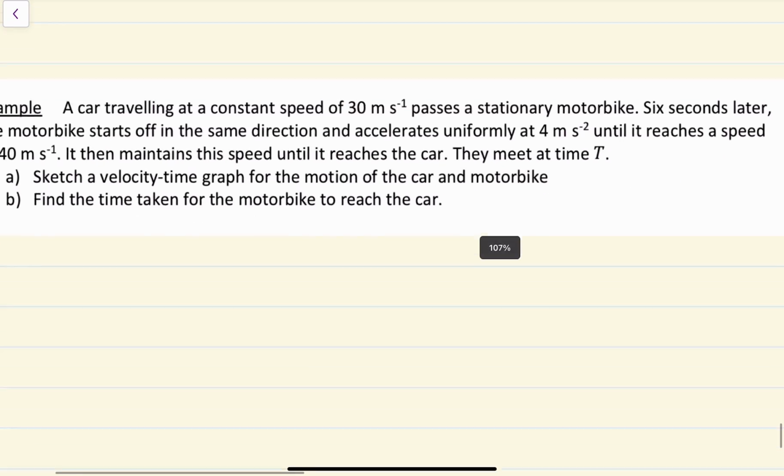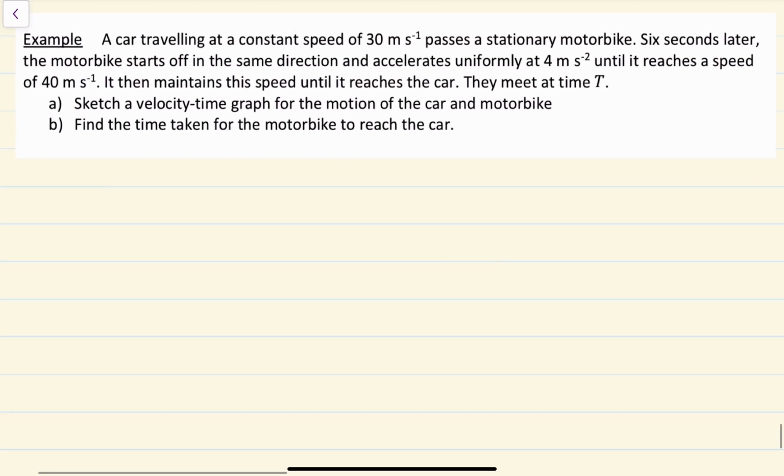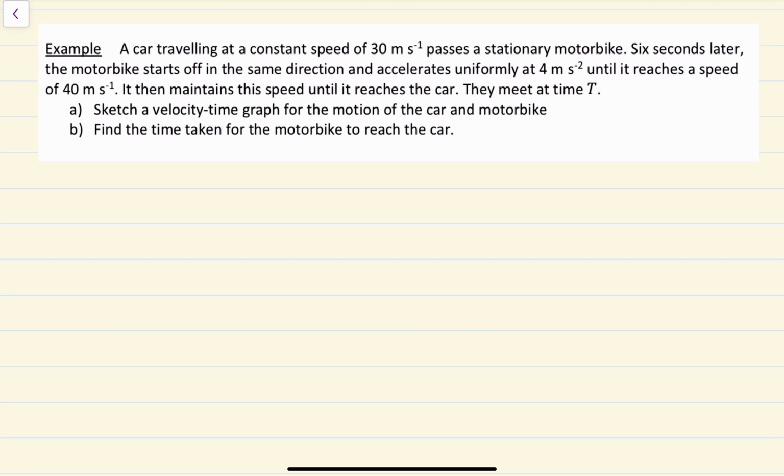Okay, hopefully an easier one, this next one. It's a catching up question using VT graphs. So it says a car traveling at a constant speed of 30 meters per second passes a stationary motorbike. 6 seconds later, the motorbike starts off in the same direction and accelerates uniformly at 4 meters per second squared until it reaches a speed of 40 meters per second. It then maintains this speed until it reaches the car.